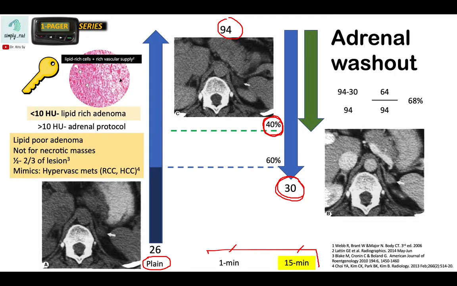So we're going to take the value of this segment. So that's 94 minus 30. And then divide that by the contrast study, which is 94. And that would give us 68, which is more than 40%. That is what we call the relative percentage washout.